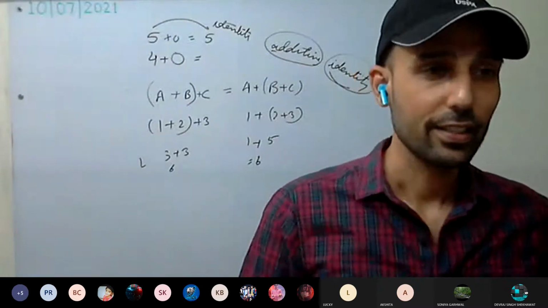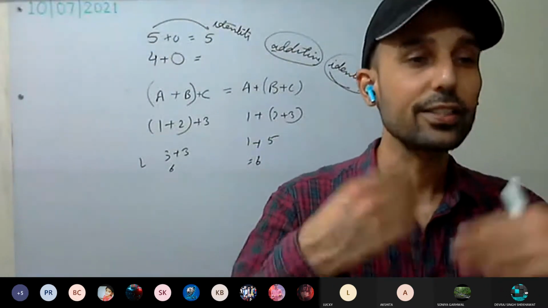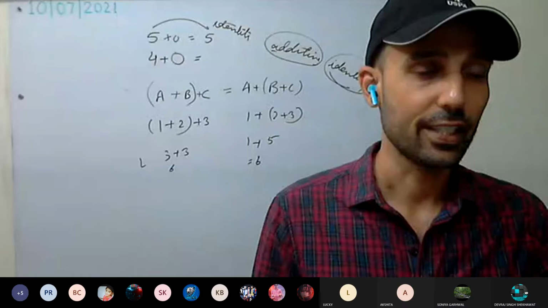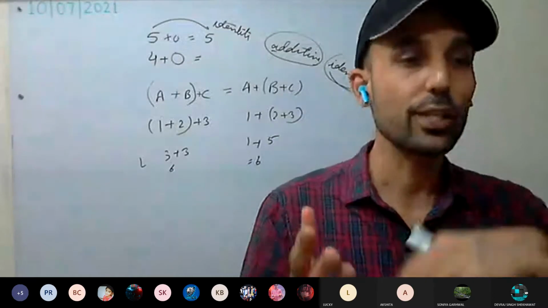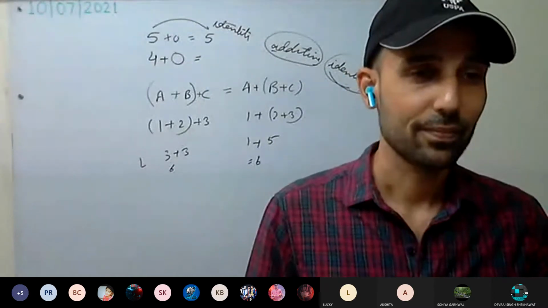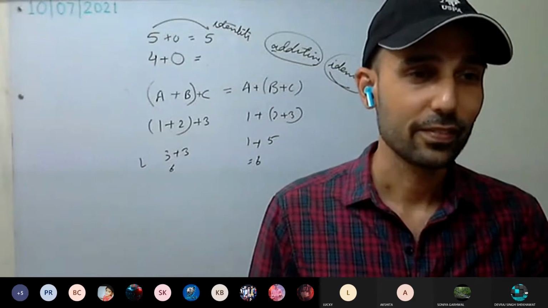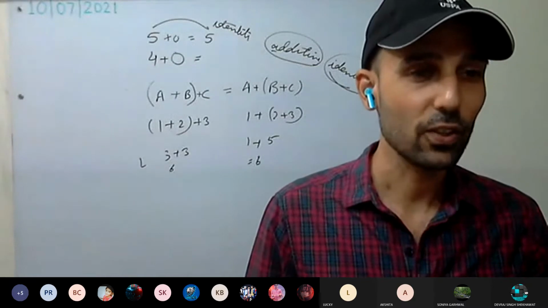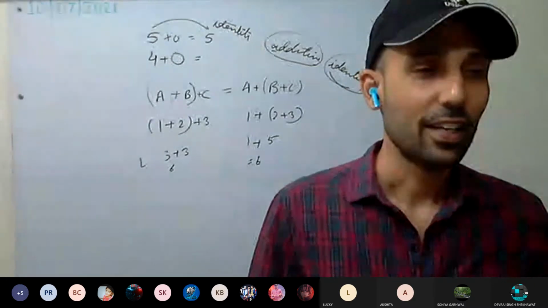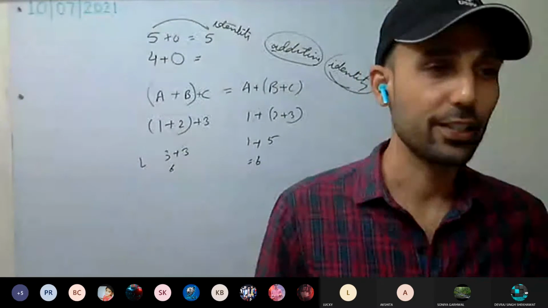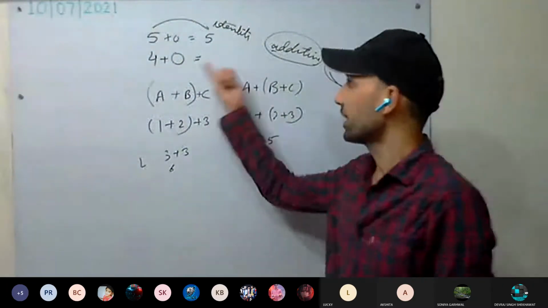For example, you are there and you want the same thing, additive identity. That means what should be added to you so that you remain the same? 0. Yes or no? If you add 0 to yourself, you will remain yourself. Okay? That is additive identity.